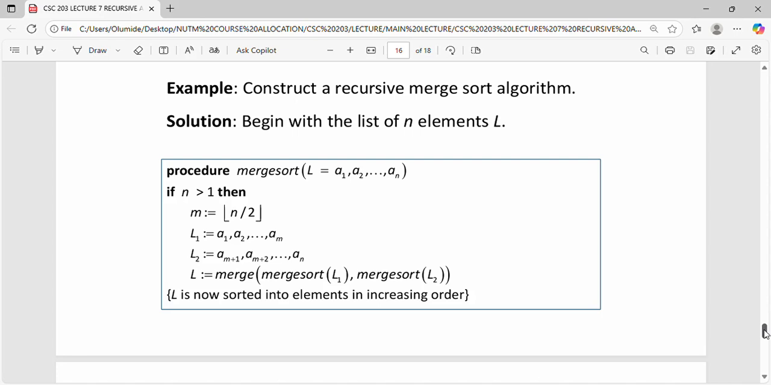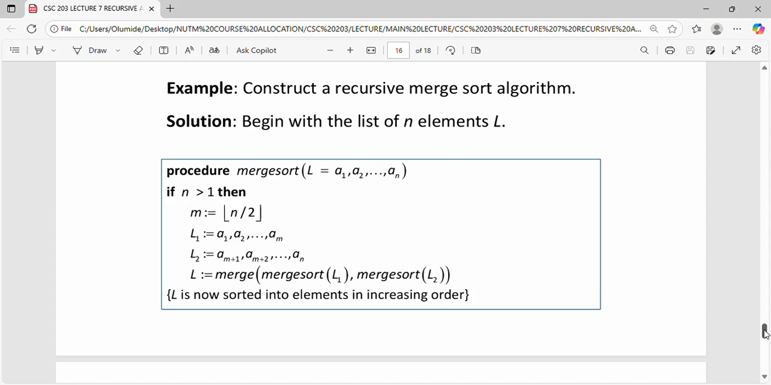That is assuming n is greater than 1. Assuming we have n equal to 2, for instance, that would be 2 over 2, which remains 1. So the floor of that is still 1. But if n is 3 over 2, the floor of that is still 1, because 1.5 floored is 1. So L1 is A1, A2 up to AM, then L2 is AM plus 1, AM plus 2 up to AN.